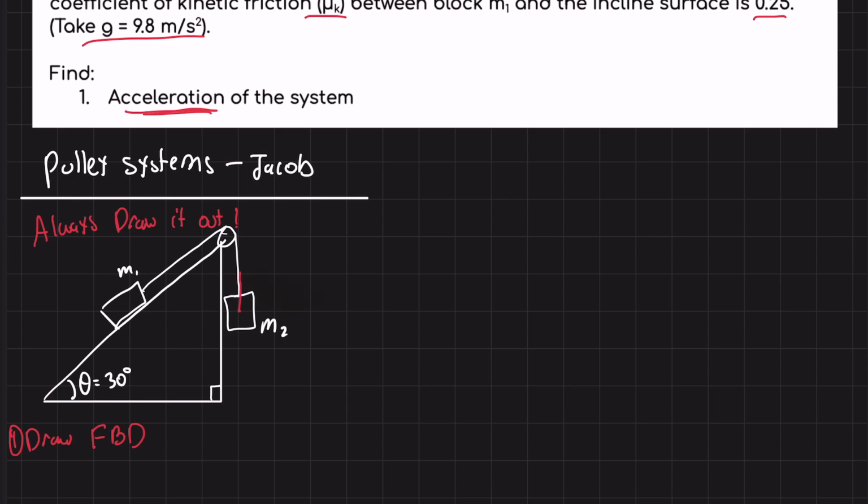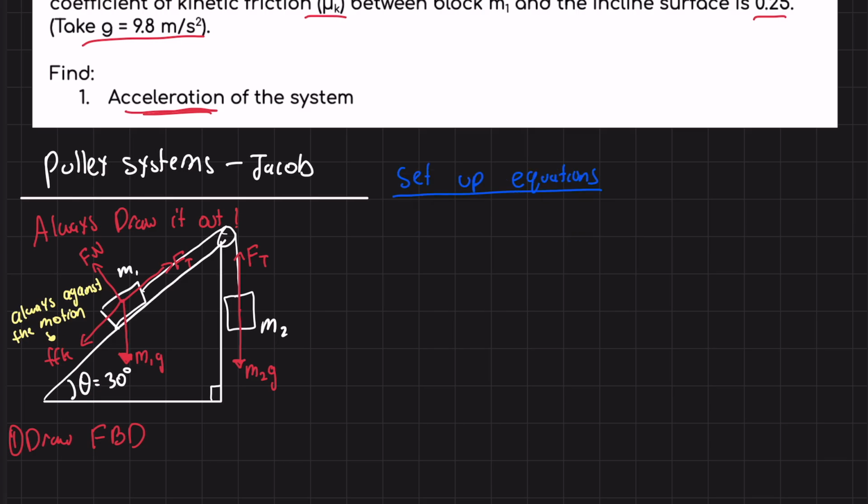Okay, so starting off with the forces on M2, we have the force of tension going upwards, and we have the force of gravity going downwards. Moving on to M1, we have the normal force, which always acts perpendicular to the surface, and then we have the force of gravity, which always acts downwards towards the ground. Then we have the force of tension, which always acts towards the center of the string. Then we have the force of friction, which always acts opposing the motion.